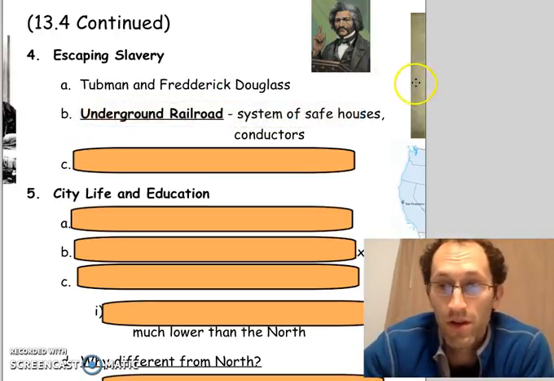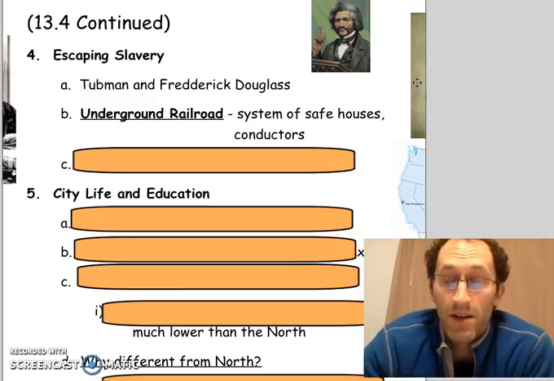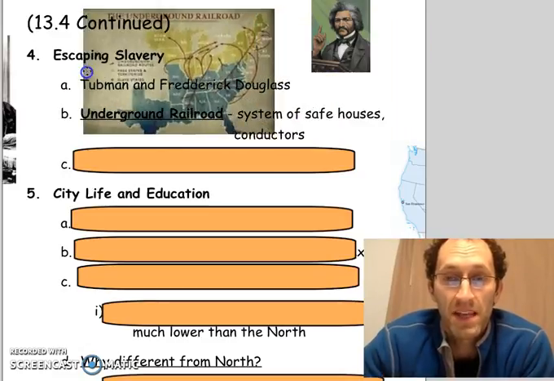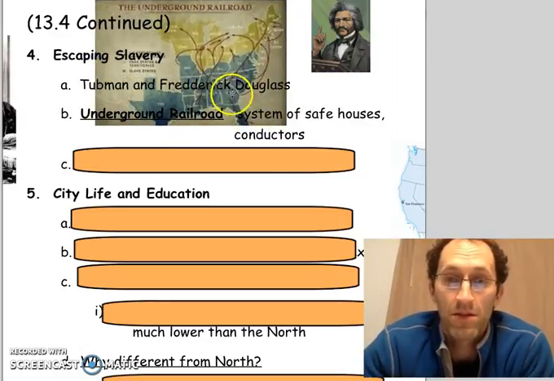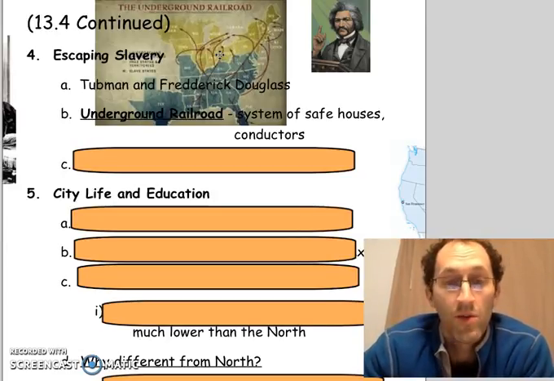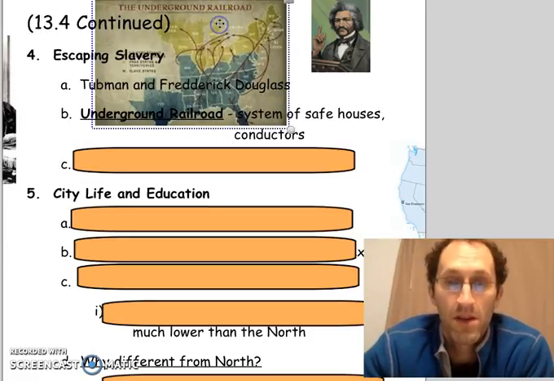Okay, now point B is, in order to escape slavery, which was extremely hard, people relied on the Underground Railroad. Harriet Tubman, who we just saw, is credited for helping 300 slaves reach their freedom on the Underground Railroad. This was a system of safe houses that ran from the south pretty much to the north, and eventually, after the Fugitive Slave Act, up into Canada, where they were finally safe.